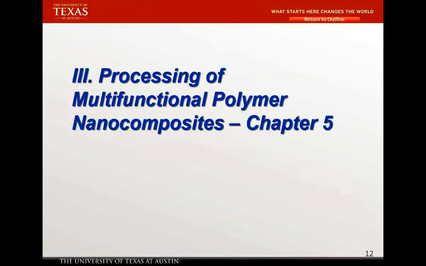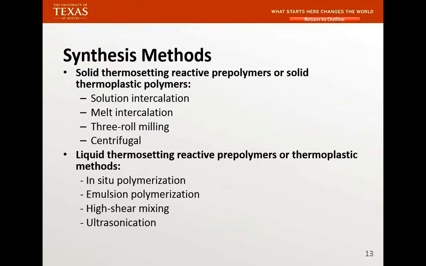So I jumped to chapter 5 already, okay? I have 15 chapters. I'm going to go through it in a little over an hour. The next thing that's very important is what you call processing. Remember I told you processing, structure, and properties. If you do not have a good processing technique, you're not going to get a good nanocomposite.